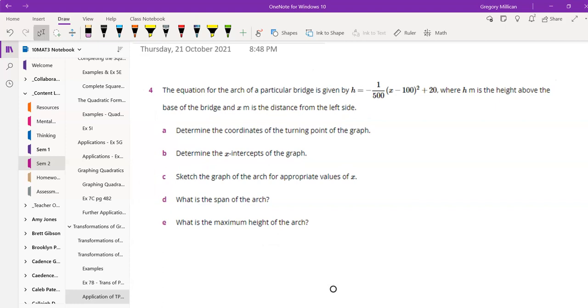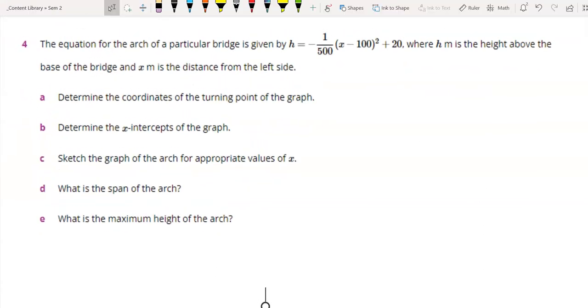We're not going to solve this now, but I want you to have a look at it. I'll try and make it a bit bigger. The equation for an arch, in particular a bridge, is given by that equation, where h is the height above the base of the bridge and x is the distance from the left-hand side. So it's a bridge like a parabola. How do I know it goes this way, apart from it's a bridge, and not many bridges do that? How do I know from the equation that the parabola does that? What is it in there that tells me it does that?